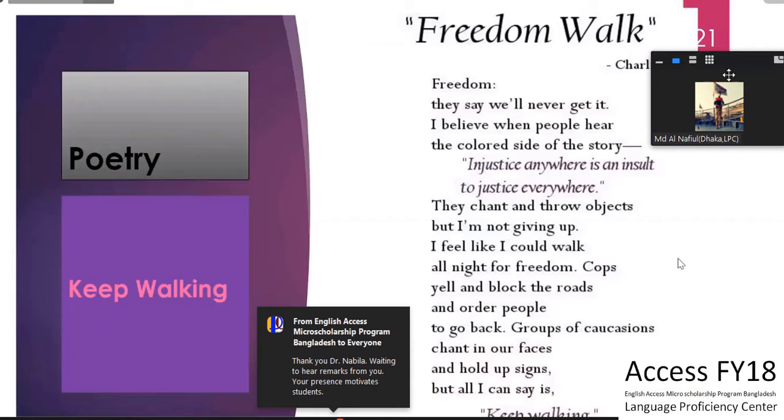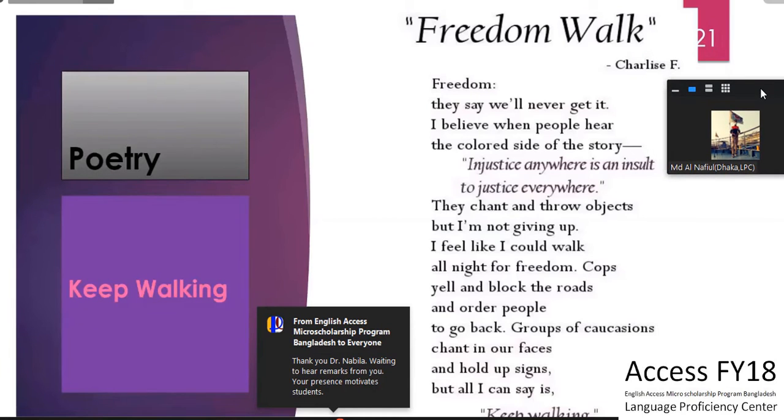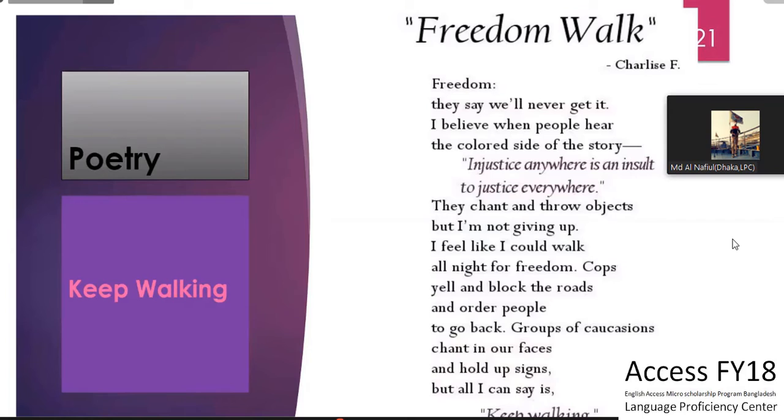I believe when people hear the Black side of the story, injustice anywhere is an insult to justice everywhere. They chant and throw objects, but I am not giving up. I feel like I could walk all night for freedom. Cops wail and block the roads, and other people tell us to go back. Groups of Caucasians chant in our faces and hold up signs, but all I can say is keep walking. Thank you so much.